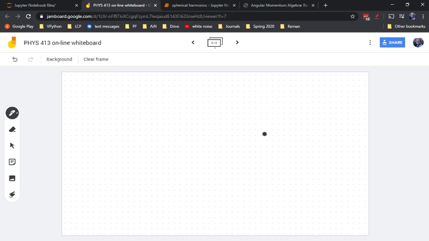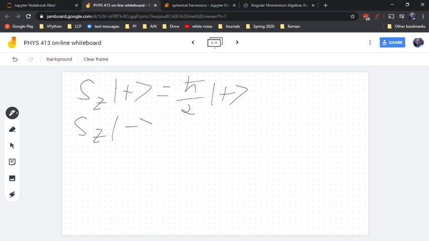So you might remember we had this stuff where if you act with Sz on your up state, you're going to get h bar over 2 times the up state. And then same thing with the down. If you act with Sz on the down state, you're going to get negative h bar over 2 times the down state.